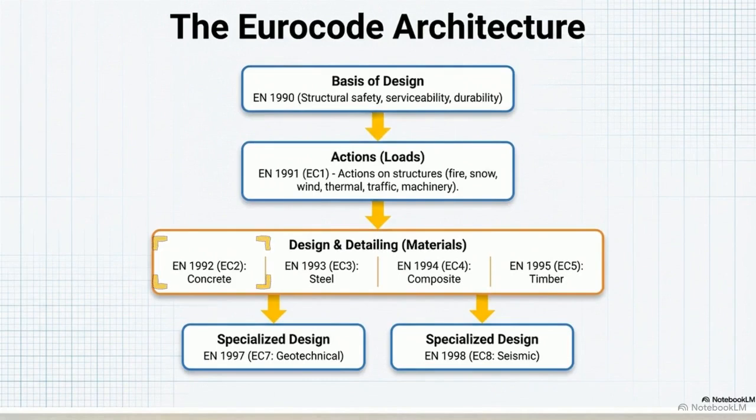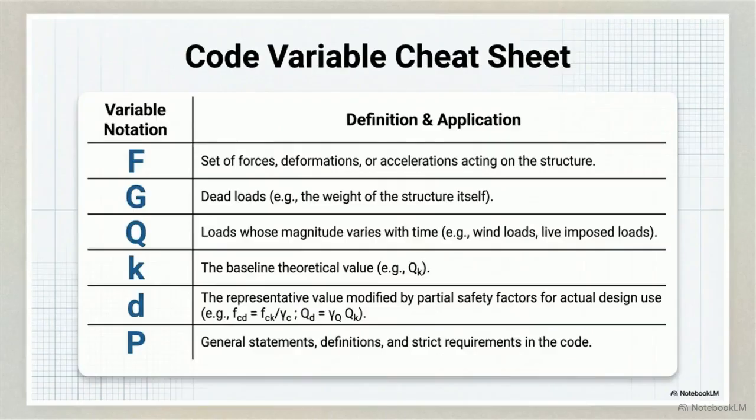Reality translates into variable notations. G quantifies unmoving dead loads. Q handles variable loads like wind. Importantly, engineers never build to baseline theoretical limits, K. They apply safety factors to arrive at D, the design value, guaranteeing a built-in buffer against the unpredictable real world.